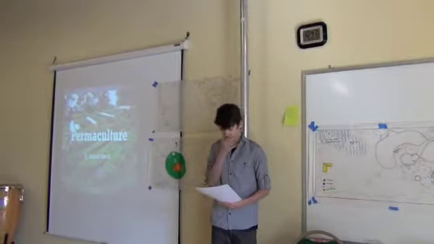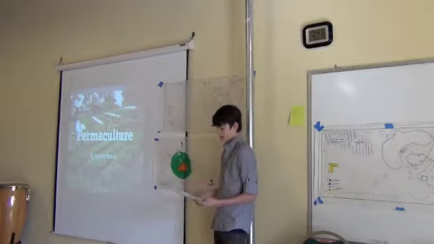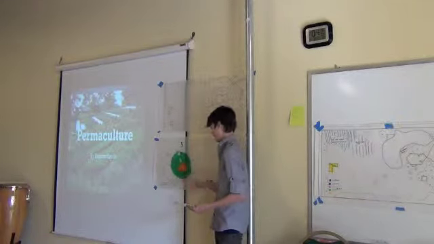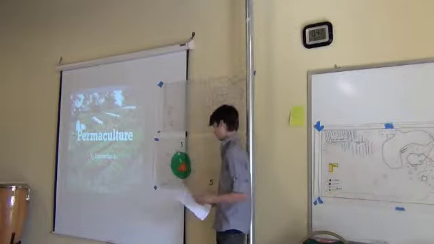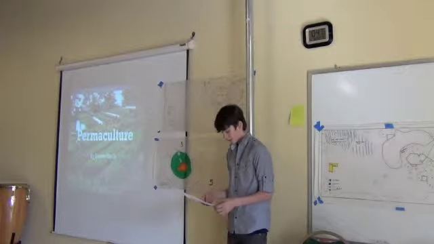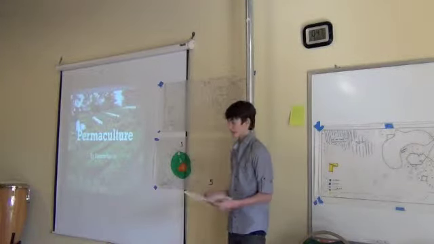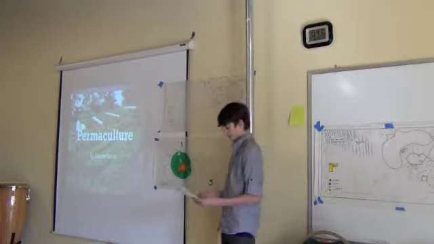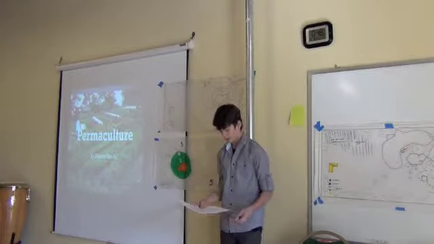First we had to make zone and sector maps. So this is a zone map. Zone 0 is the house, zone 1 is the area around the house that has a lot of human interaction. Zone 2 is where perennial plants are growing, and we don't really have any of those on our property, so that's not on there. Zone 3 is where main crops are grown, and we also don't have that. Zone 4 is a semi-wild area that is used for foraging, but we also don't have that. And then Zone 5 is just wilderness, where no one really interacts with the landscape.